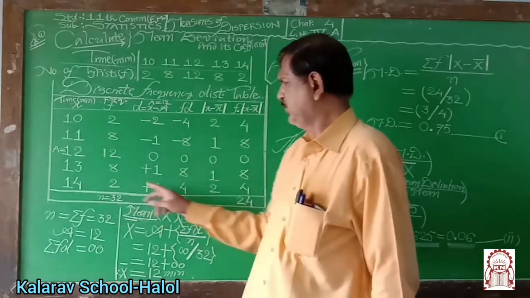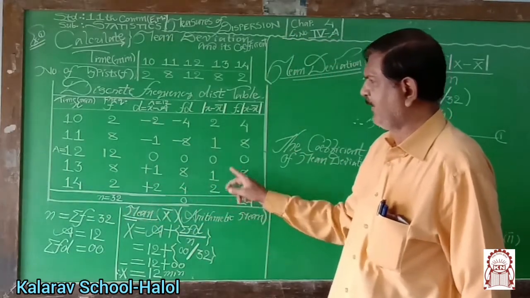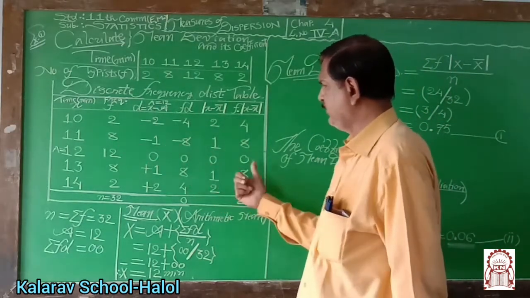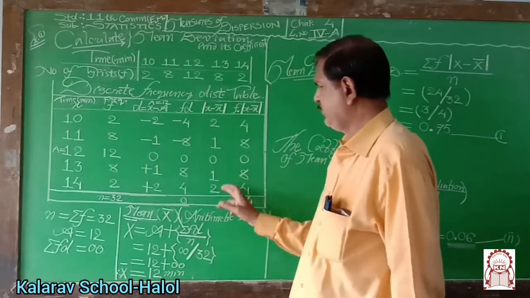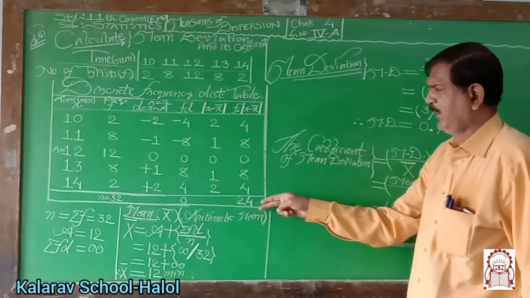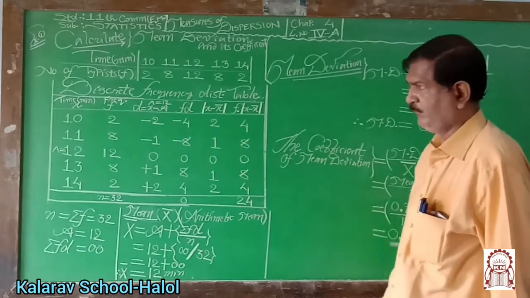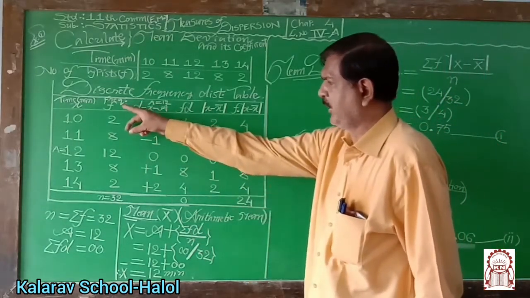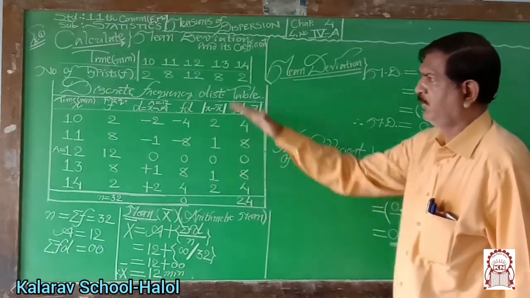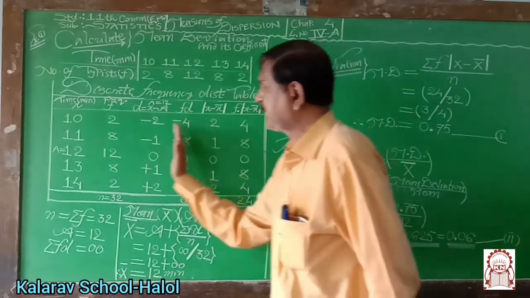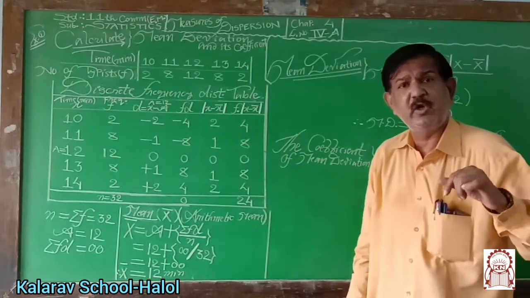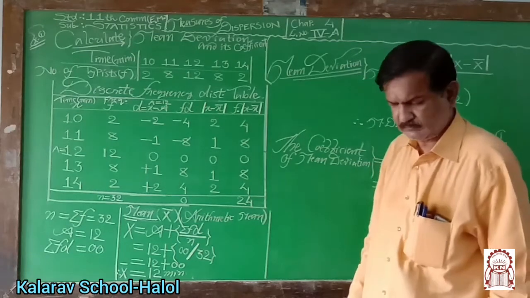13 minus 12 is 1. 14 minus 12 is 2. Once again multiply by the frequency: 2 into 2, 4. 8 into 1, 8. 0 into 12, 0. 1 into 8, 8. 2 into 2, 4. Total of the last column is 24. Frequency total is 32, last column total 24. This is the discrete type of frequency distribution table and calculation of mean deviation.